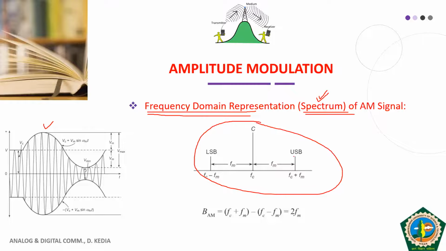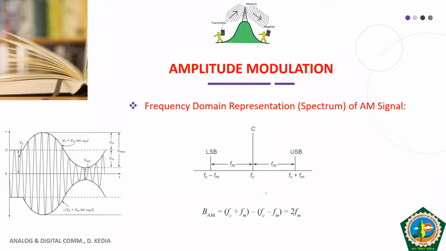Okay, so by looking at the frequency domain representation, we are able to know which frequency components are present and how much bandwidth is required. Fine. So if you look at this figure carefully, the highest frequency which is available in AM is FC plus FM, and the lowest frequency is FC minus FM. And the bandwidth requirement is the difference between the two, and that is twice FM.